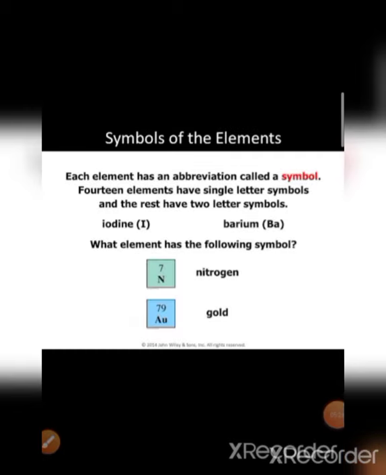Each element has an abbreviation called a symbol. There are 14 elements which have single letter symbols and the rest have two letter symbols. The 14 elements which have single letter symbols are, for example, iodine I, oxygen O, nitrogen N, hydrogen H, fluorine F, boron B, etc. Then barium, and after that mostly two letters are used. What element has the following symbol? N for nitrogen, gold Au.